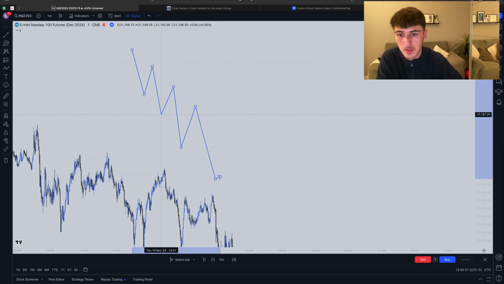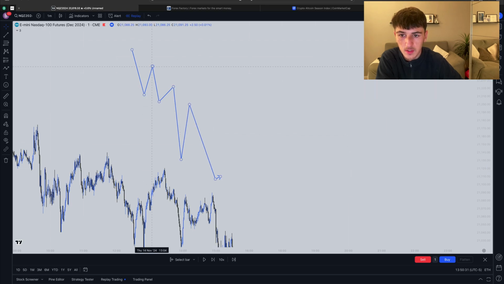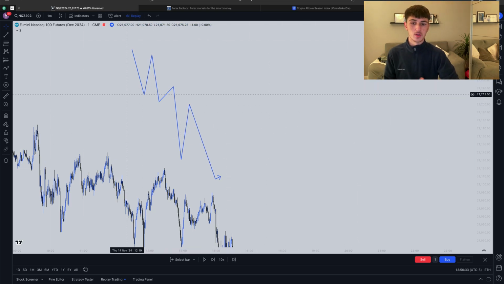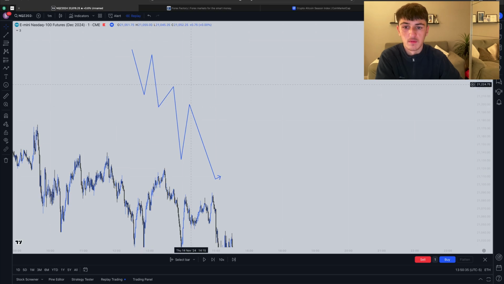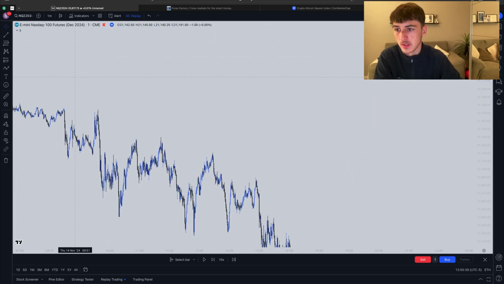Of course, it's not going to be perfect. It may look something like this. You're not going to get a perfect zigzag, but as long as the lows are always lower and it looks obvious, then we are obviously in a downtrend. Of course, it's the opposite for an uptrend, but I'm just going to run over a downtrend now.